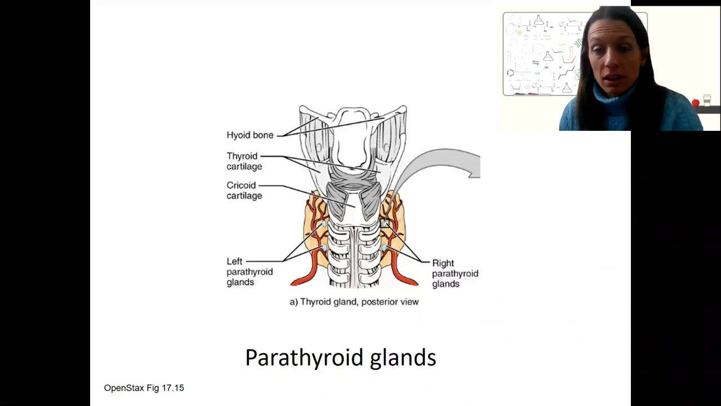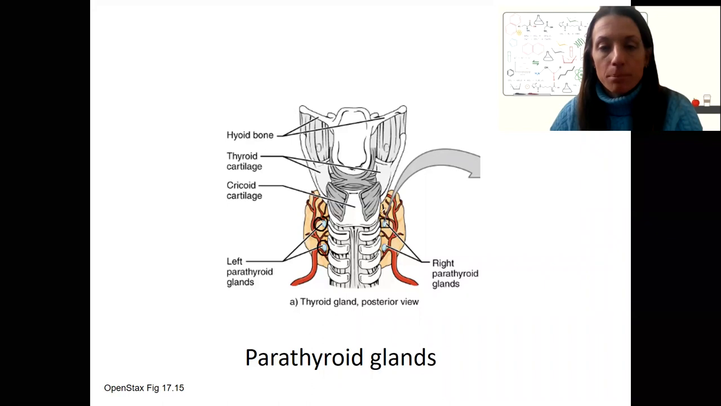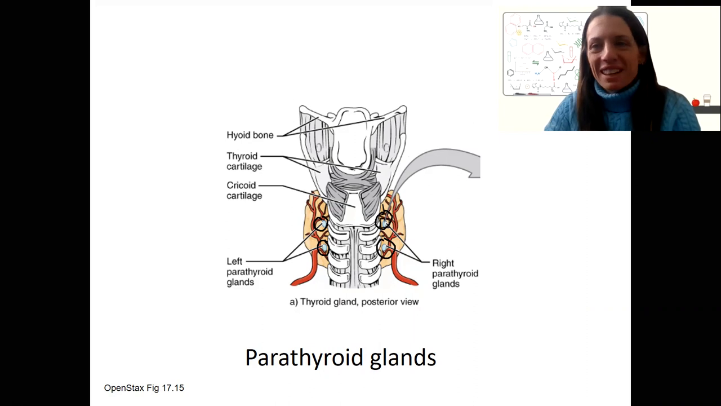Last for this week: parathyroid glands. These are small glands located right on the thyroid, kind of in back. These are four small glands, the parathyroid glands, and they have only endocrine function, at least as far as we know. So the parathyroid glands are involved in calcium homeostasis.